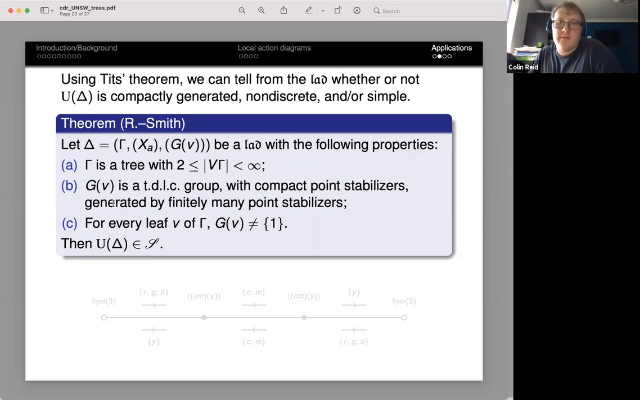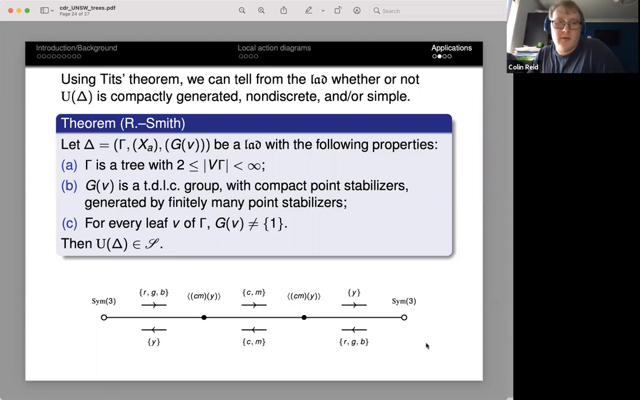each of the GVs is a TDLC group with compact point stabilizers, and it's generated by finitely many point stabilizers. So it's compactly generated and generated by point stabilizers. And we make sure that we don't have any trivial GVs on the leaves of gamma. Yeah, I should have said I want gamma to be a finite tree. Then the conclusion is that U delta is in this class S. It's a compactly generated non-discrete simple group.